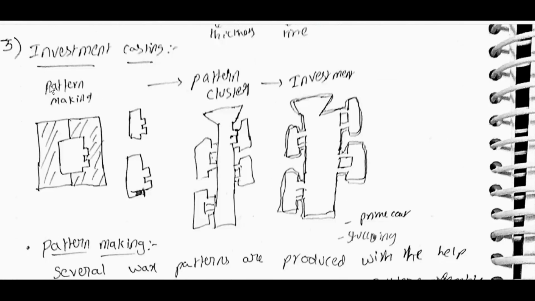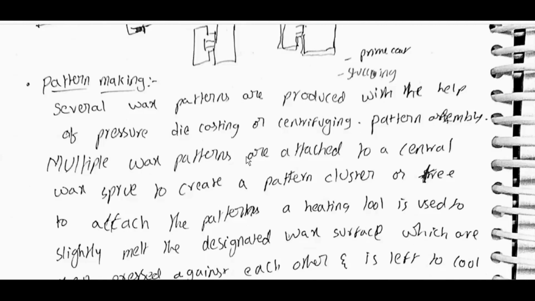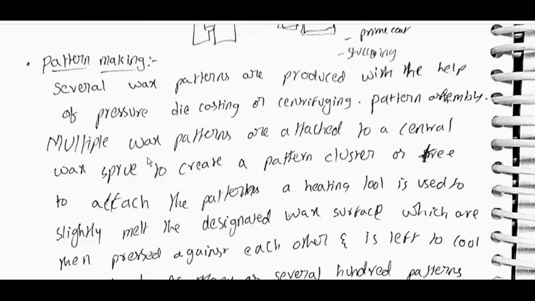Investment casting, pattern making. The pattern is made like this. Pattern cluster is made like this. Then investment. Pattern making: several wax patterns are produced with the help of pressure die casting or centrifugal pattern assembly. Multiple wax patterns are attached to a central wax sprue to create a pattern cluster or tree.